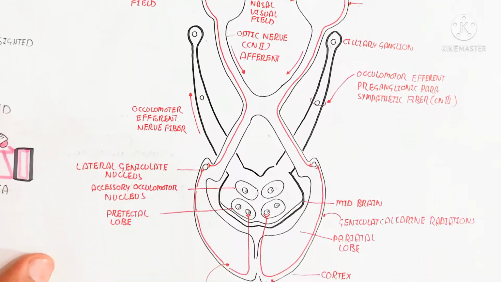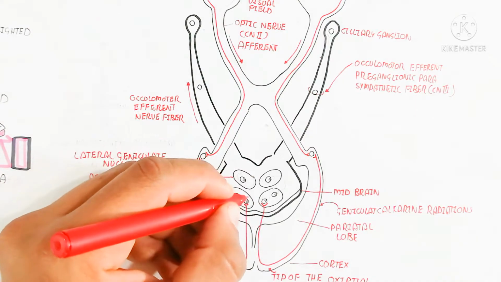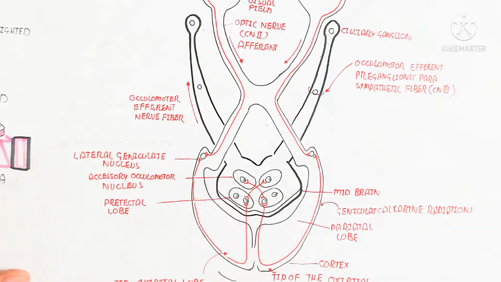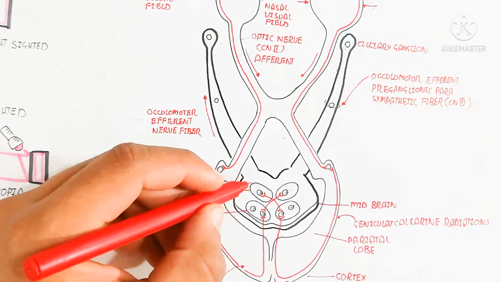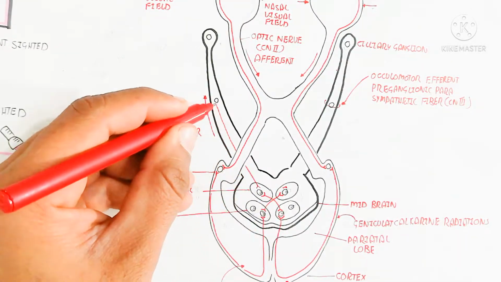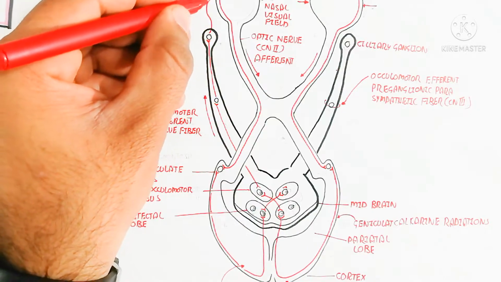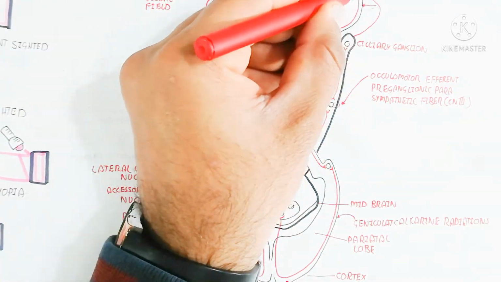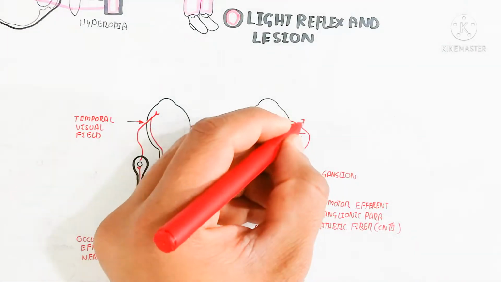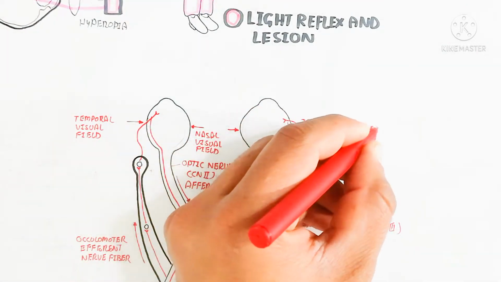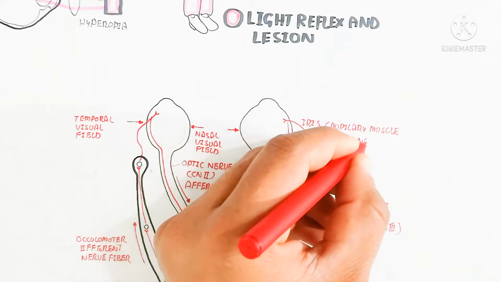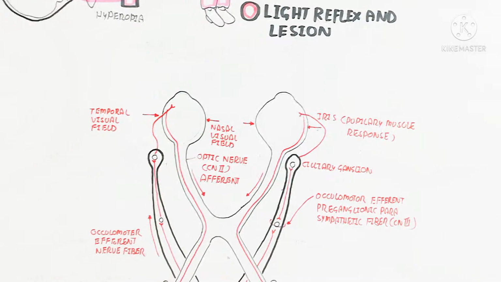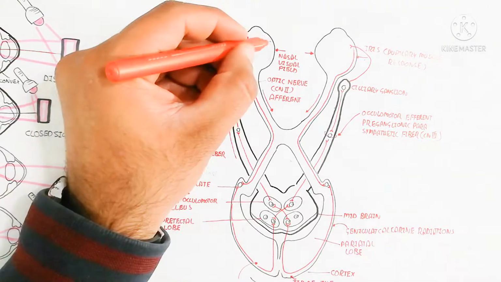So after the pretectal nucleus is the same mechanism. You can see both right and left eye, and after it can be interconnected with the accessory oculomotor nucleus or Westphal-Edinger Westphal nucleus. So in this way, here is the oculomotor nerve, which is interconnected, and it is the pupillary muscle response, contraction or relaxation.